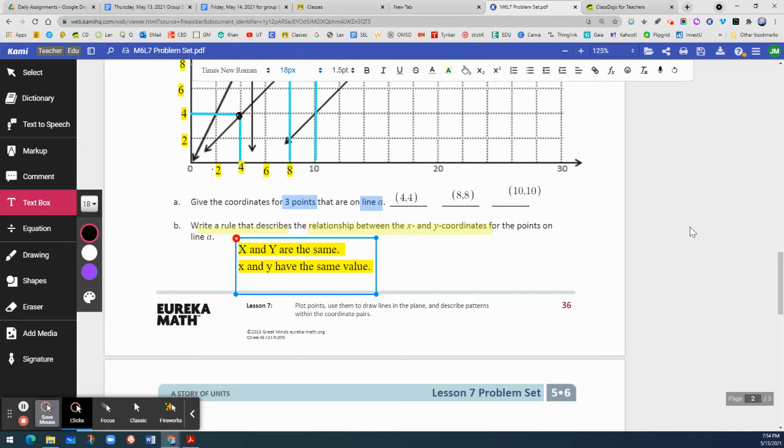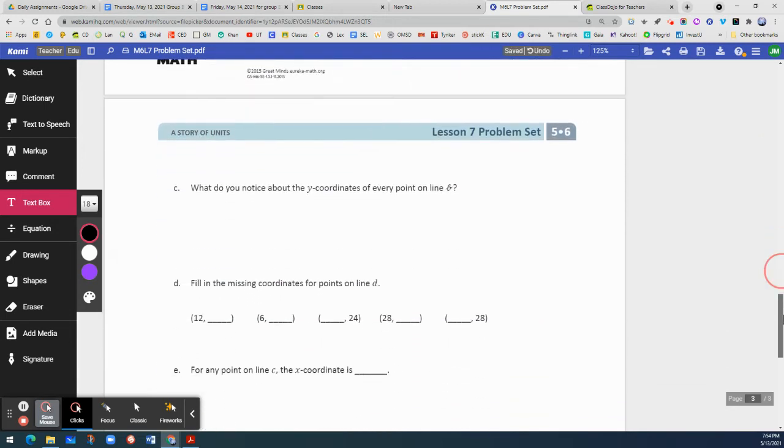Okay, so that will be the rule. Let's answer more questions. What do you notice about the y coordinates of every point on line B? Once again, the first thing you need to do is identify where is line B. This right here, line B. So let's find it. So what do you notice about the y coordinates?